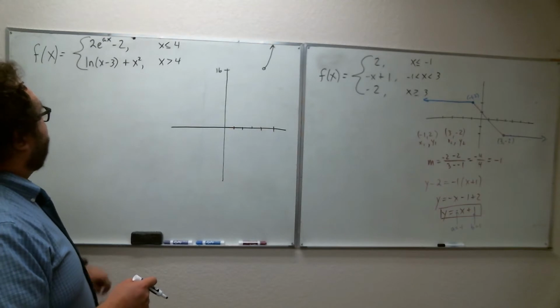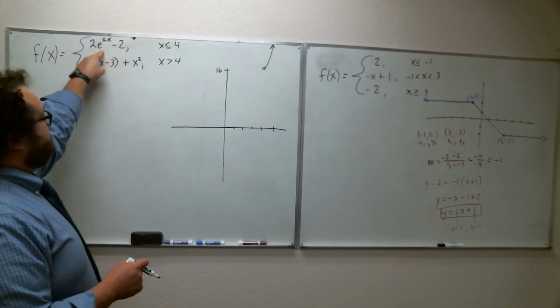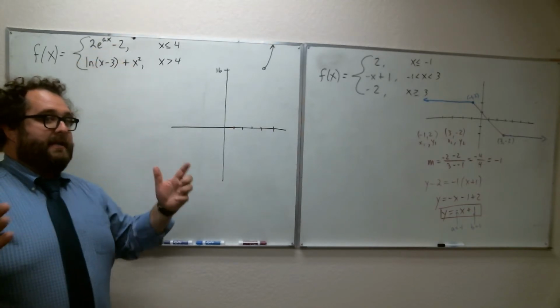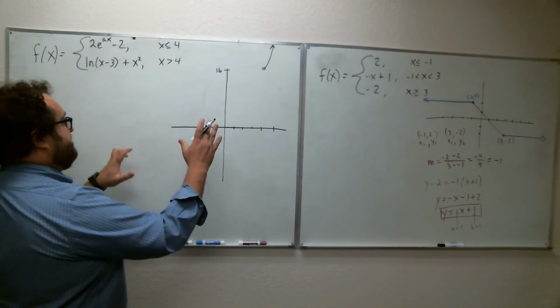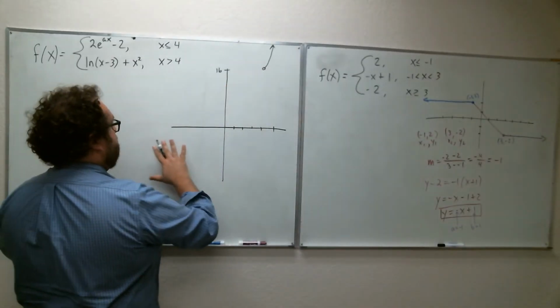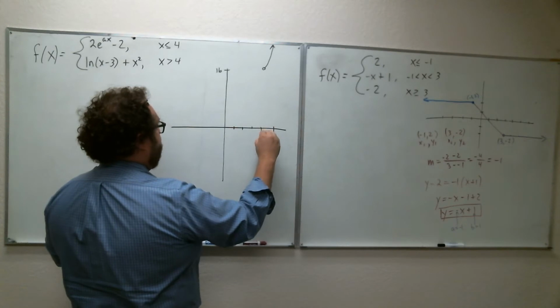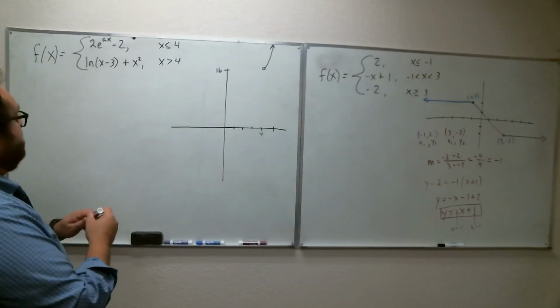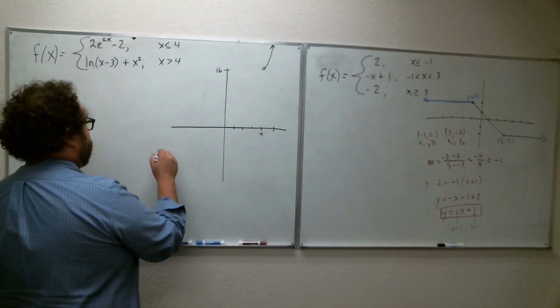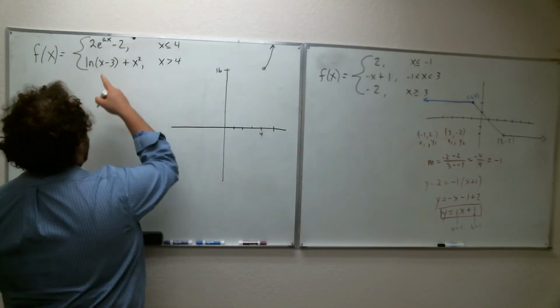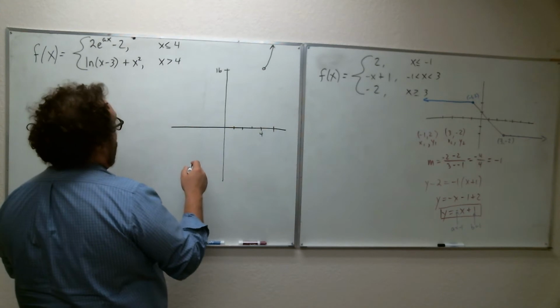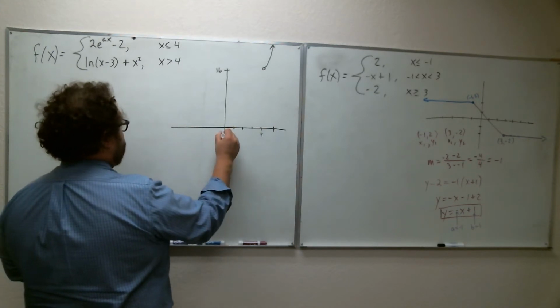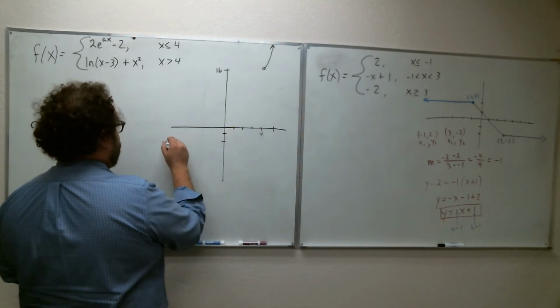All right? But now let's think about this. So this is an exponential function, it's going to be defined all over here. So from 4 and to the left. We know that it's going to look something like this. Let's see, it's -2, so it's been shifted down. So it's going to be something like this.